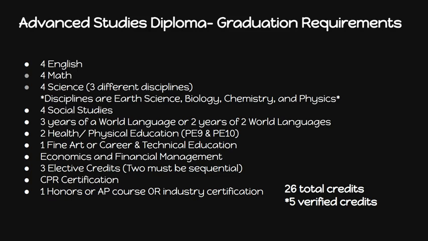Here you see the requirements for the Advanced Diploma. To earn an Advanced Studies Diploma, you'll need 26 credits, including specific courses in English, math, science, social studies, world language, and electives, as well as completing PE 9 and 10, economics, and personal finance. You can access a detailed outline of these requirements on the Ocean Lakes High School Course Registration Hub, which we'll learn more about soon. You can also track your progress towards meeting these requirements by checking your course history in Student View.